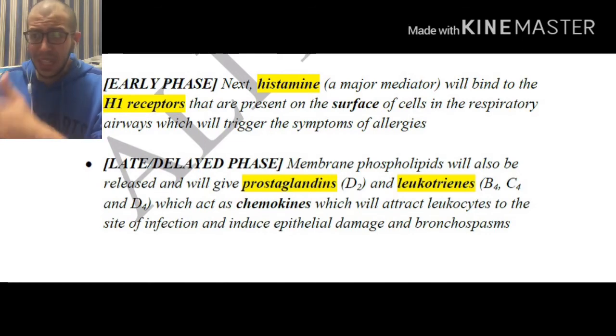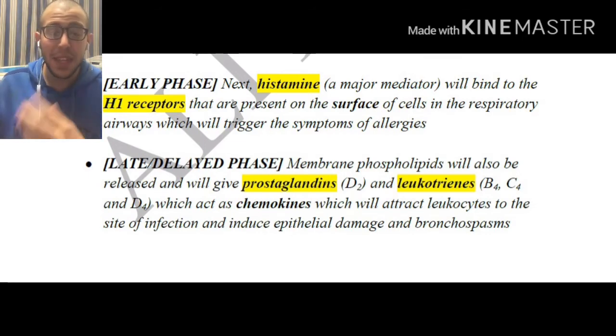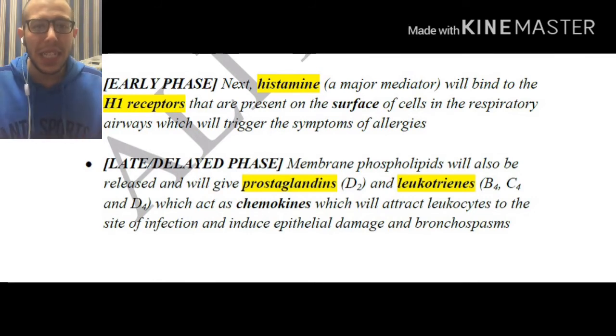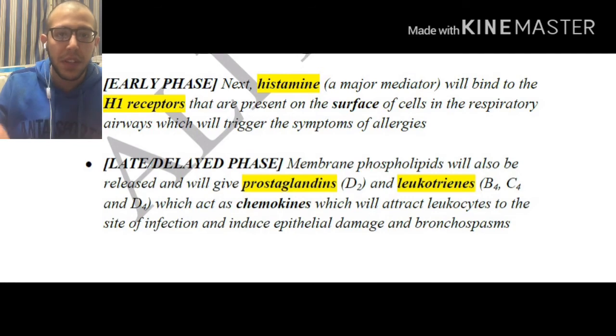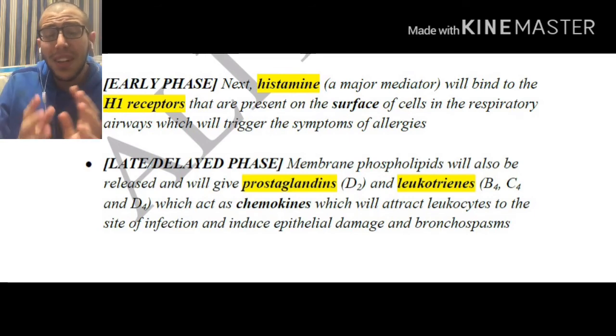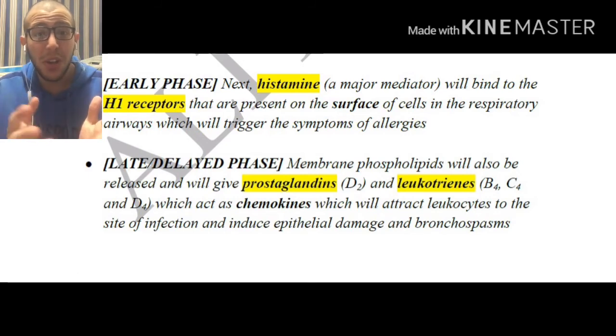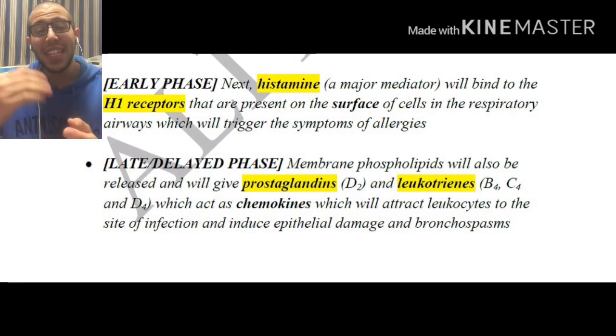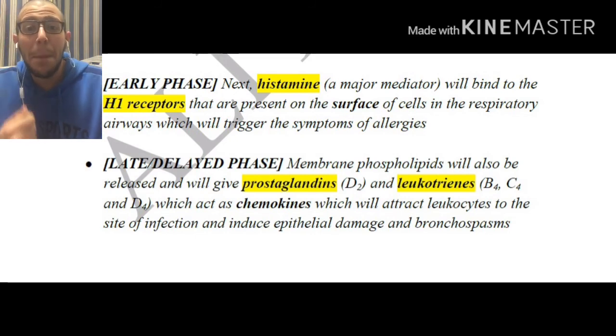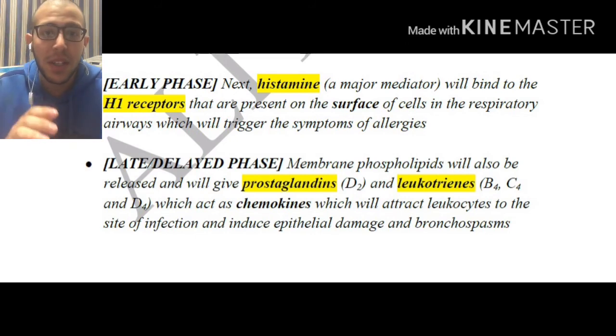Next, we've got the delayed or the late phase that is going to be happening due to the release of these mediators by the mast cells. Essentially, we know that there are membrane phospholipids, and they are going to be released and give prostaglandins, for example D2, or leukotrienes like B4, C4, and D4. Now these are going to be acting as chemokines. Recall that chemokines are chemical signals. So they are going to be attracting leukocytes, or white blood cells, to the site of infection, and this is going to be inducing epithelial damage and bronchospasms.